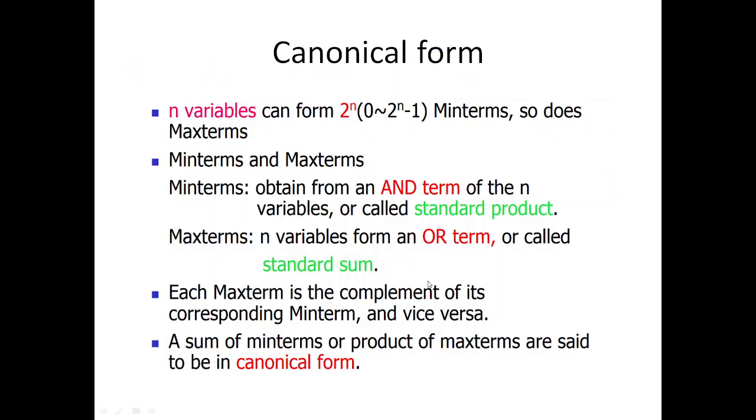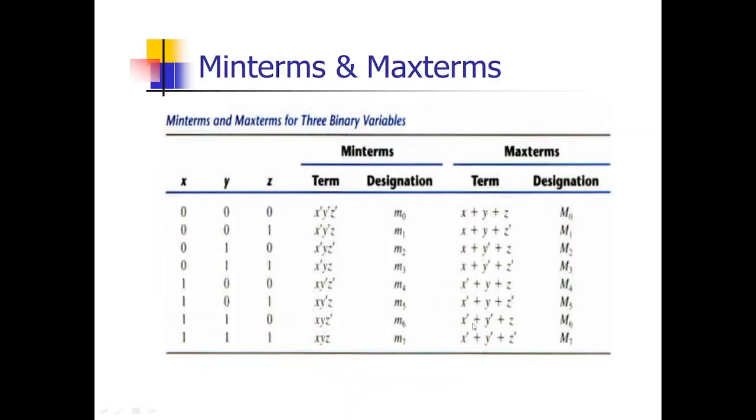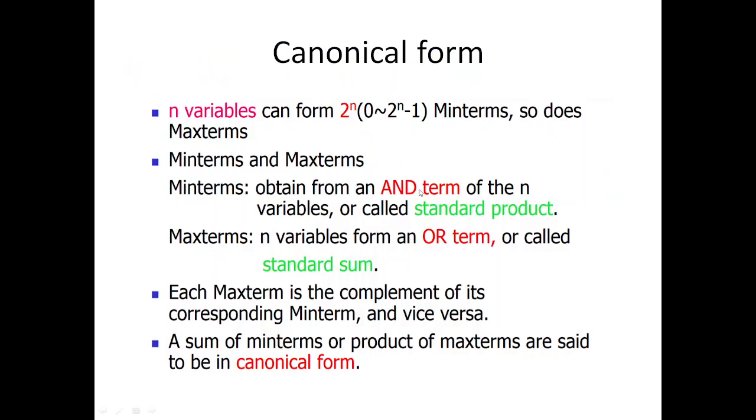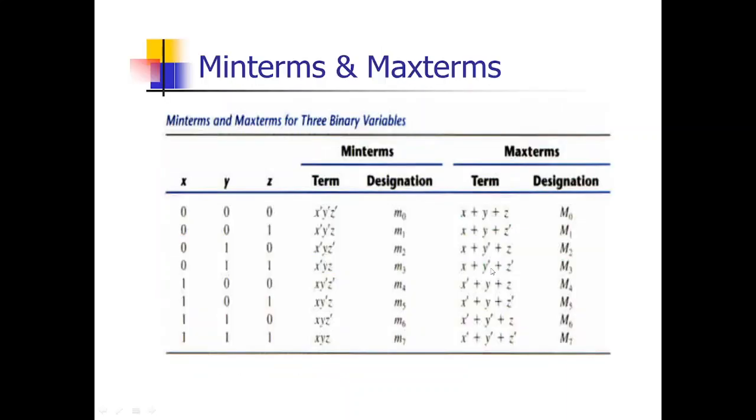In the previous slide we discussed that it is an OR term. OR term is nothing but the sum term, called a standard sum. The variables are grouped by an OR operator. So it is an OR term, and a min term is an AND term, right? Similarly, we can write the min terms and max terms for 2 variables, 4 variables, 5 variables. For any number of variables, we are able to write the min terms and max terms.